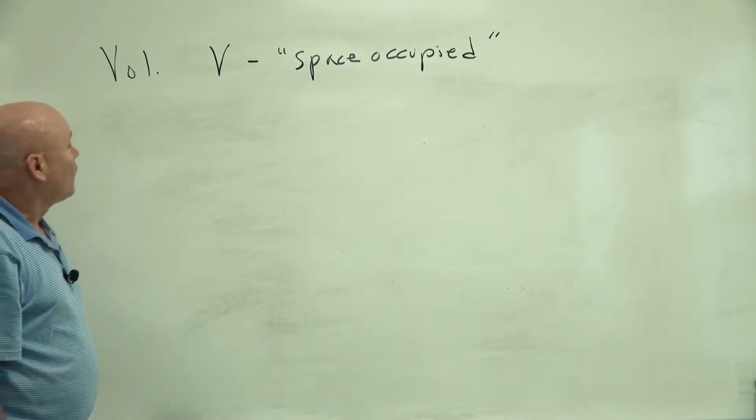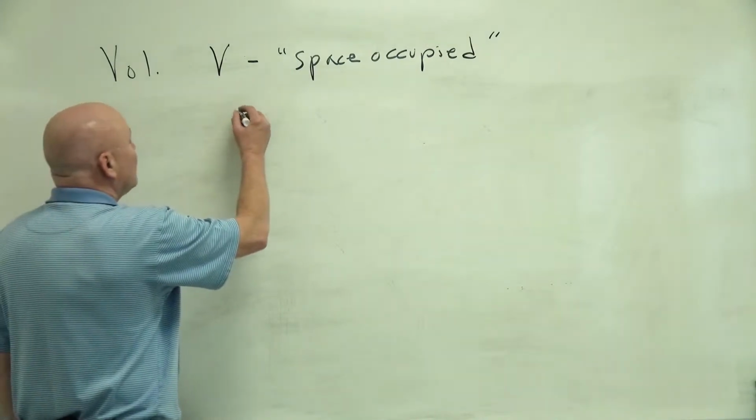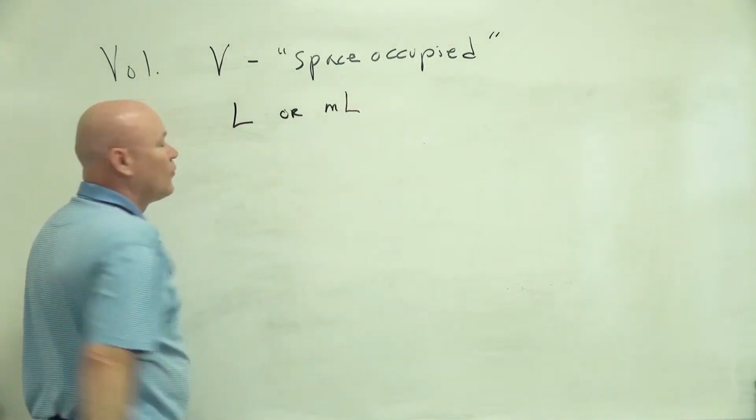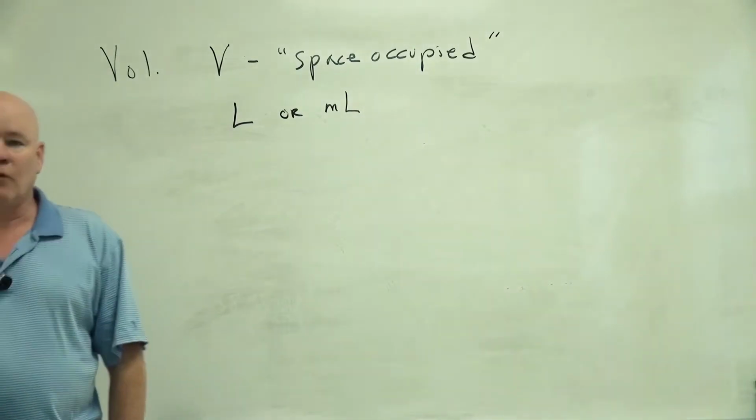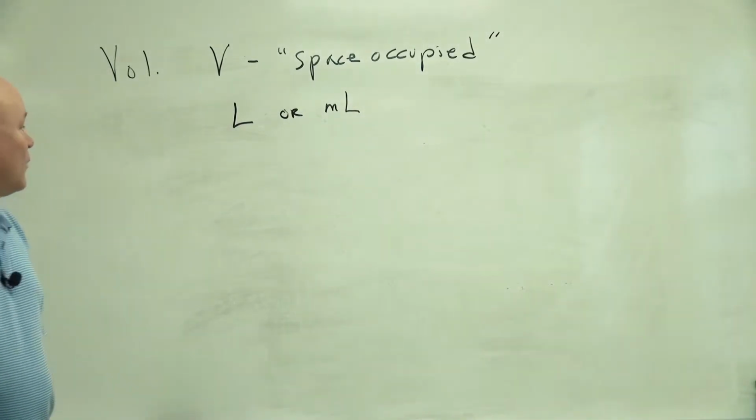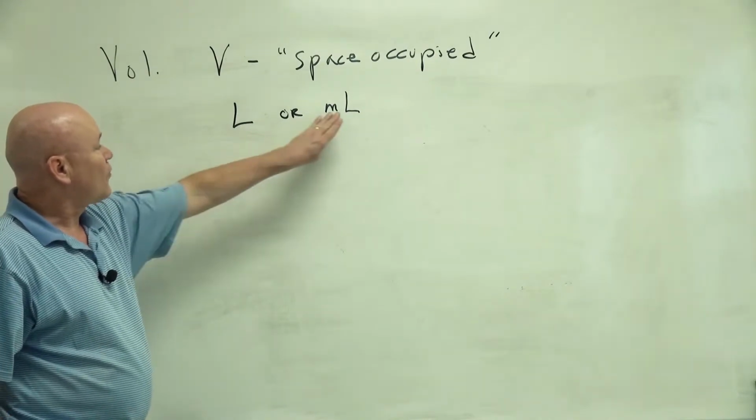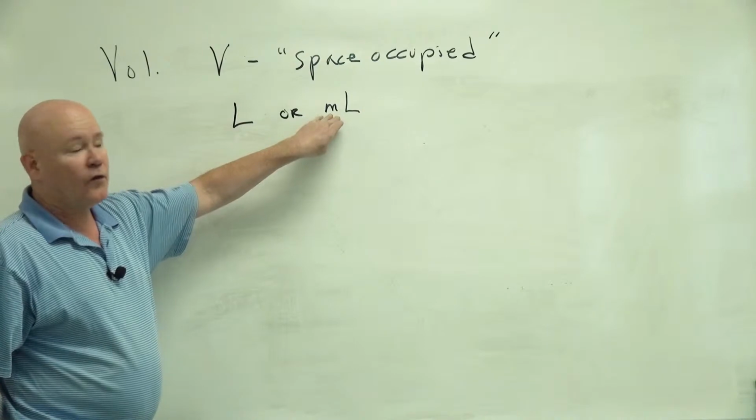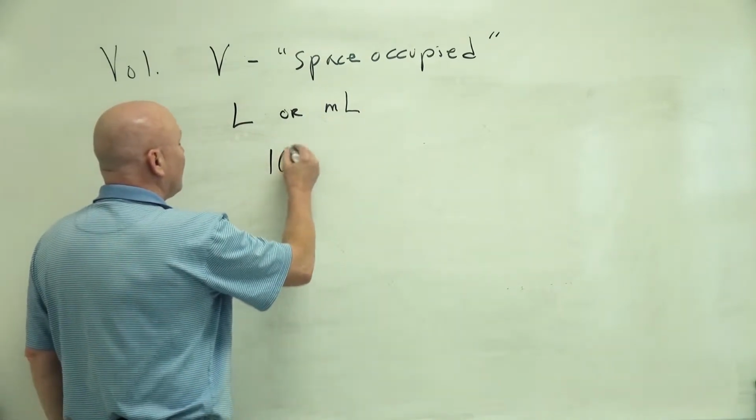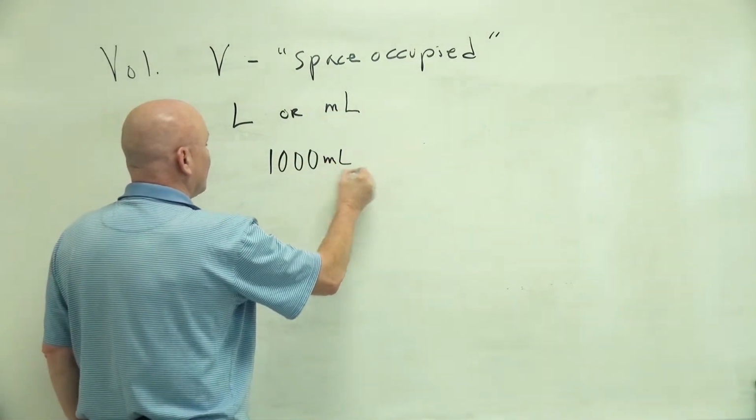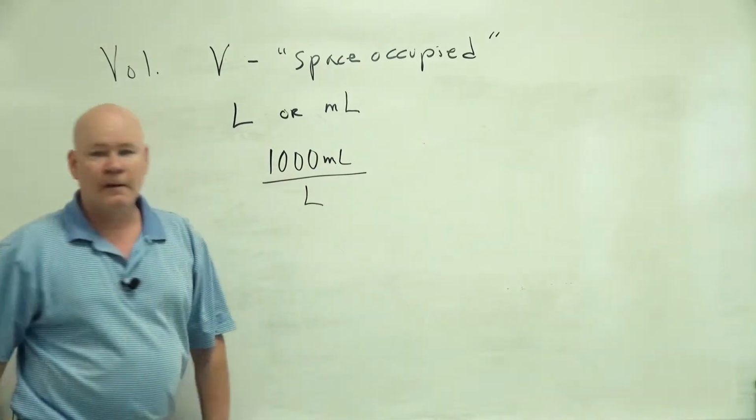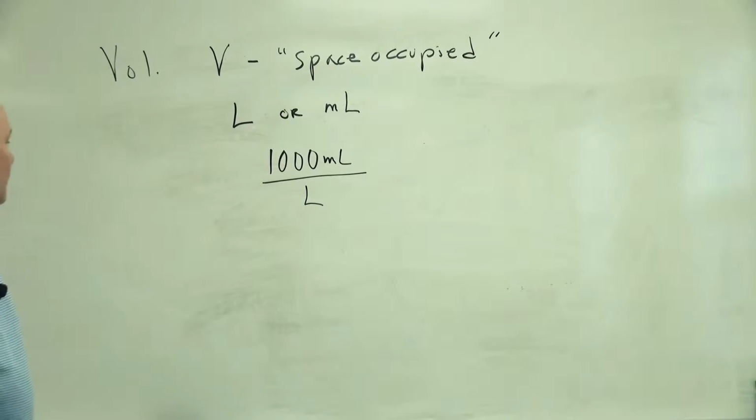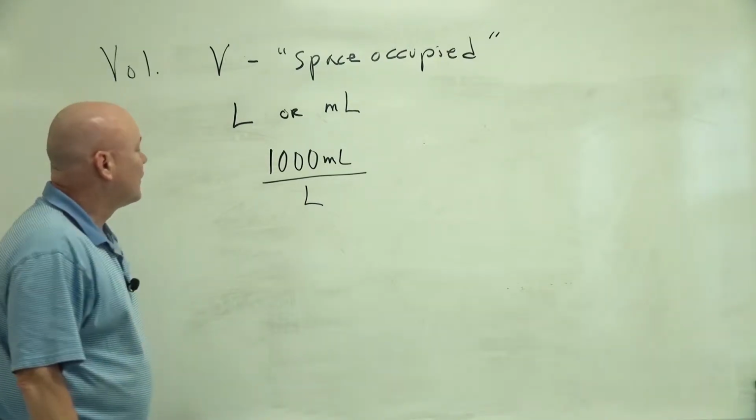Now, the units for gases is usually liters or milliliters is what we're going to use for our units for gases. Now, the relationship between milliliters and liters is that there's 1,000 milliliters for every liter. Because a milli means 1,000th, and so we can say that there is 1,000 milliliters for every liter. And so we can also use this as a conversion factor to go in between milliliters and liters.